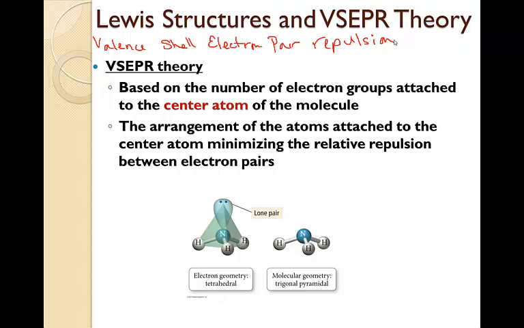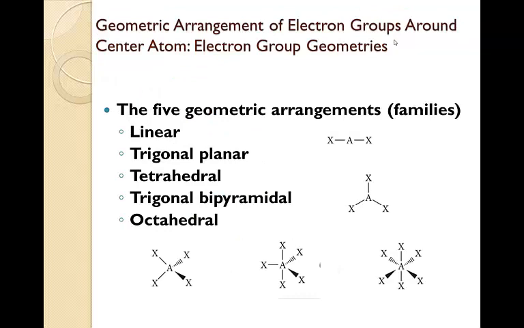It's based on the number of electron groups attached to the center atom of the molecule, with the arrangement of the atoms attached to the center atom minimizing the relative repulsion between the electron pairs. There are 5 basic geometric families: the linear, trigonal planar, tetrahedral, trigonal bipyramidal, and octahedral. In this tutorial, we're going to be breaking these down and showing the effects of lone pairs on that center atom and how it affects its shape.